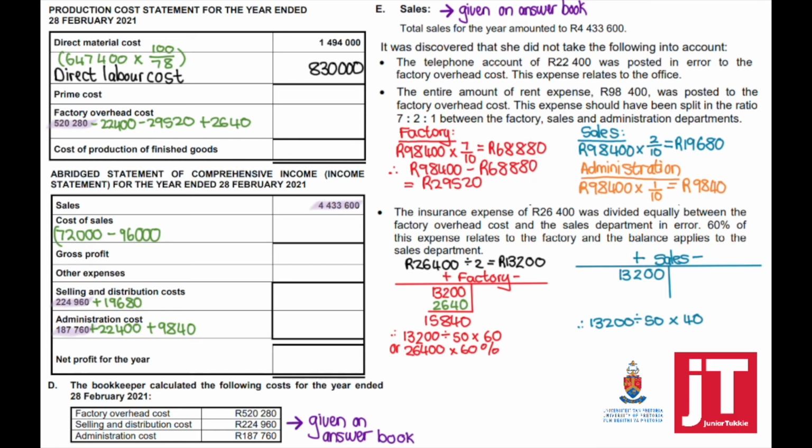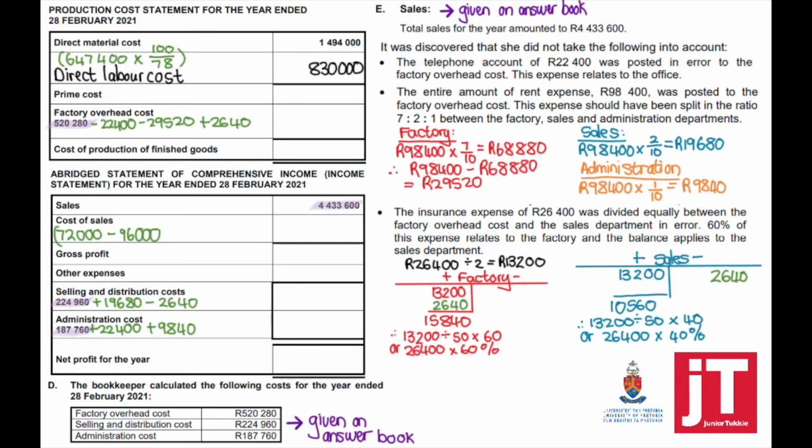If we look at the selling and distribution, again, there are different ways in which we can get to the same answer. If we take 13,200 divided by 50 times 40, because 100 minus 60 equals 40, or we can say 26,400 times 40% means that my cost should only be 10,560, which should actually be less. So to correct this, we need to take the difference of 2,640 and that must be subtracted from the selling and distribution cost.